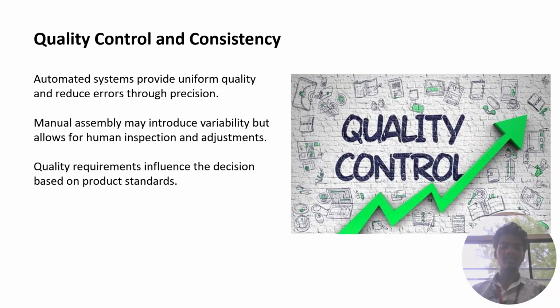Quality control and consistency. Automated systems provide uniform quality and reduce errors through precision. Manual assembly may introduce variability but allows for human inspection and adjustment. Quality requirements influence the decision based on product standards.